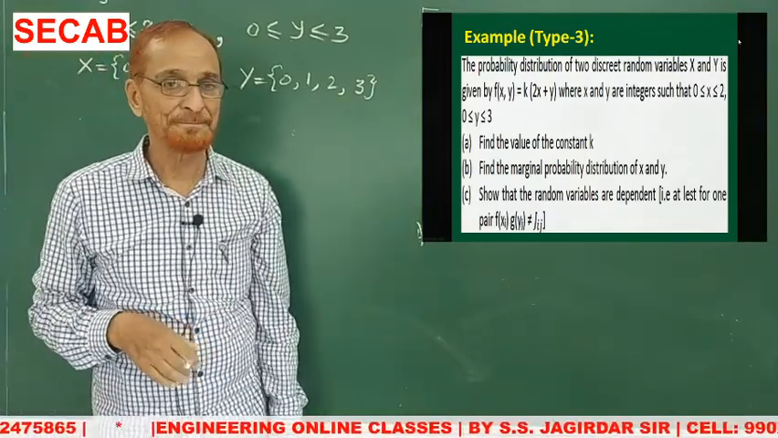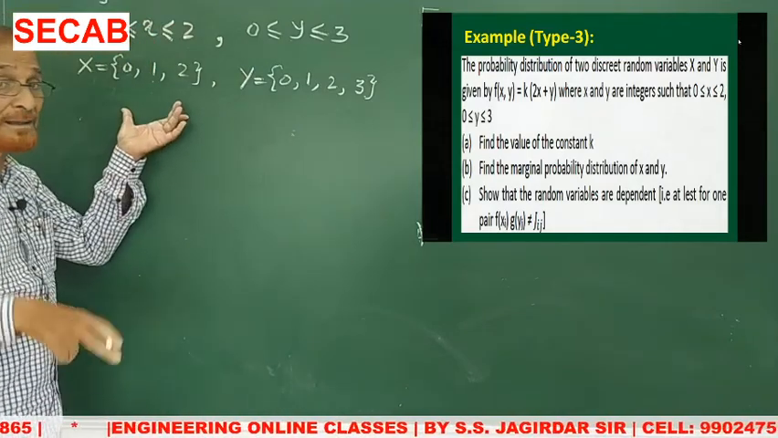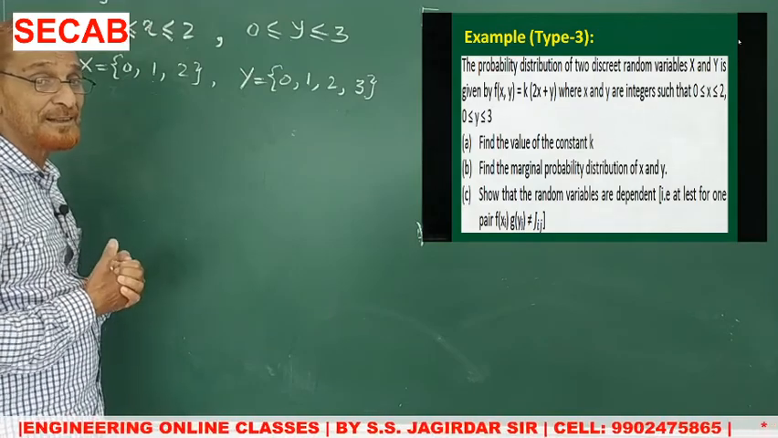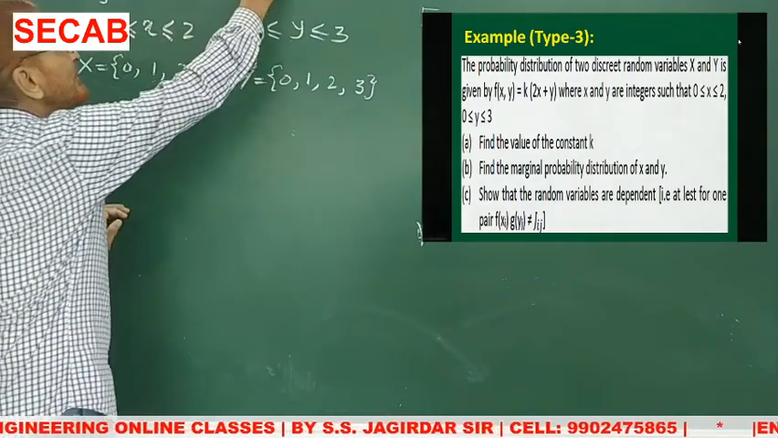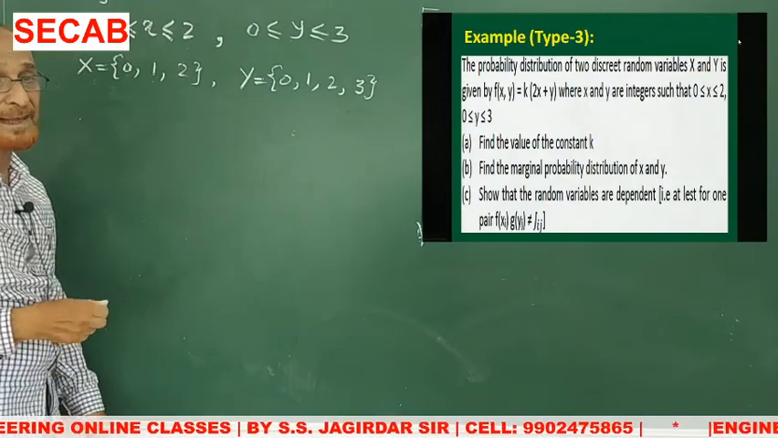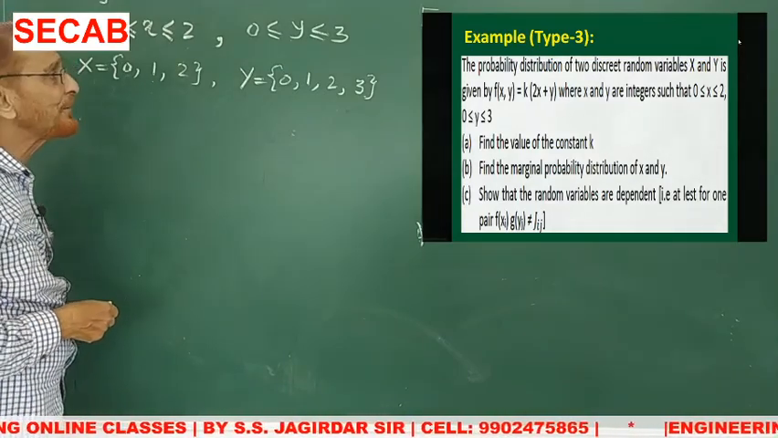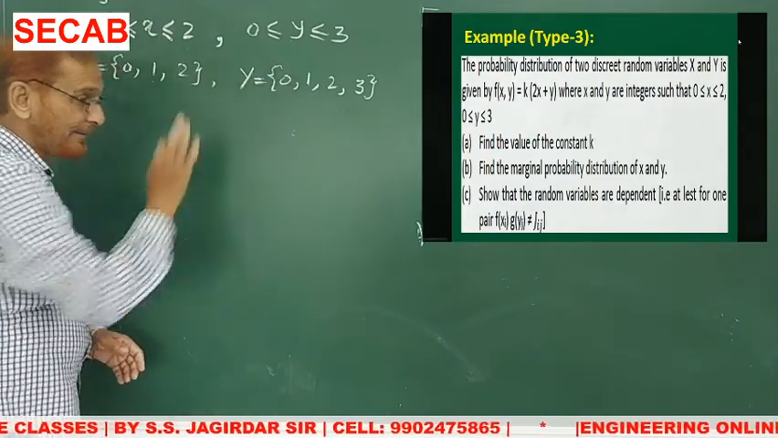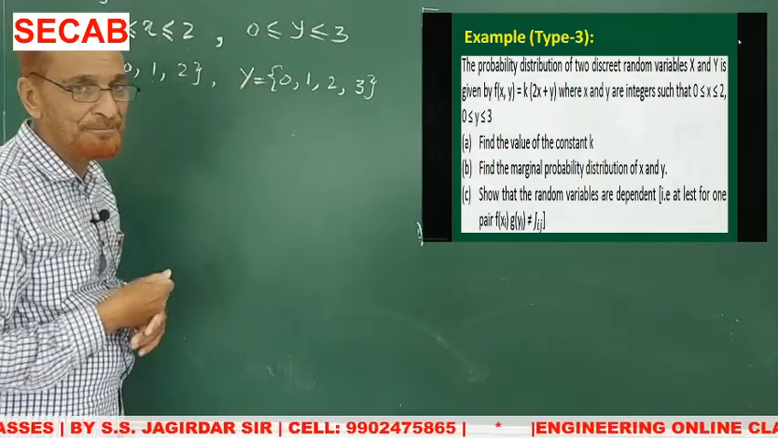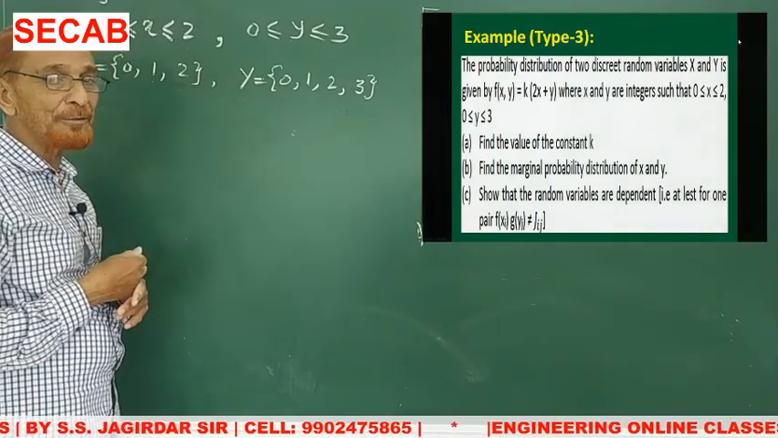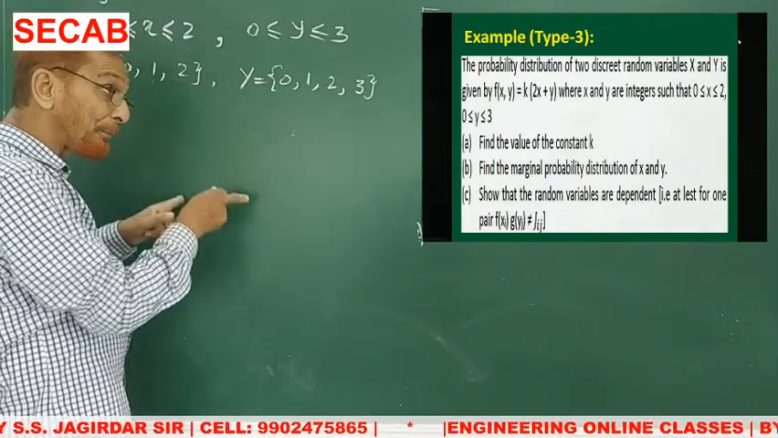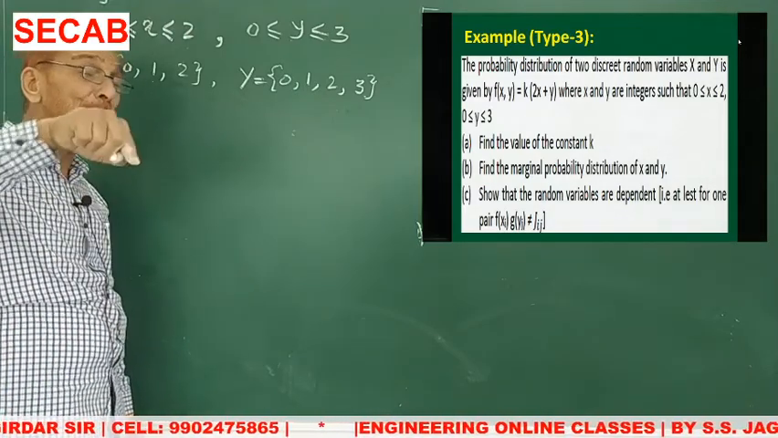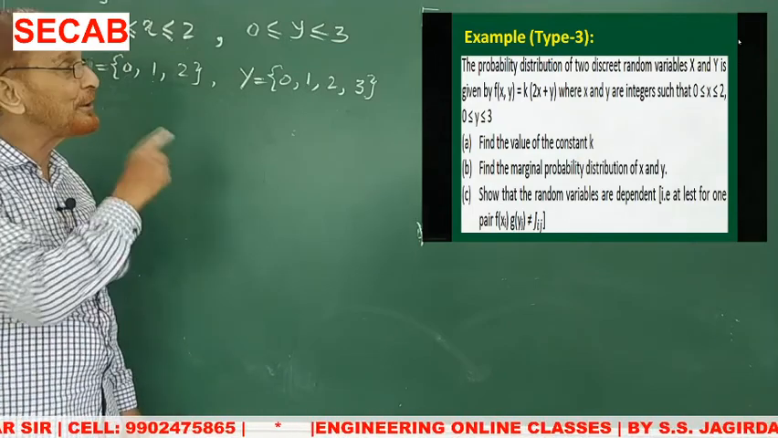On the basis of this data, the following things you have to calculate. What is the first thing? You have to find the value of this constant k. Next, find the marginal probability distribution of x and y. So fx(i) and gy(j) value chart you have to prepare. You will get the marginal probability distribution values when you prepare the joint probability table. That means for the second, first you have to prepare the joint probability table. Then only you can get it.